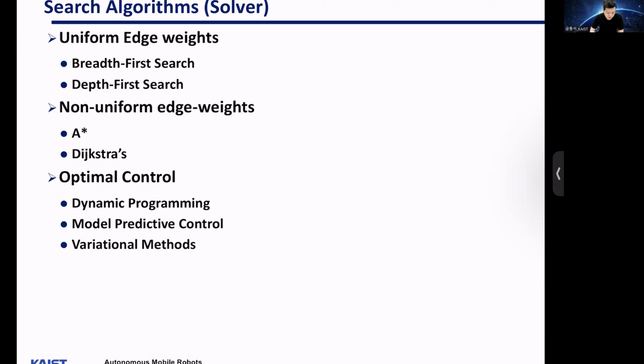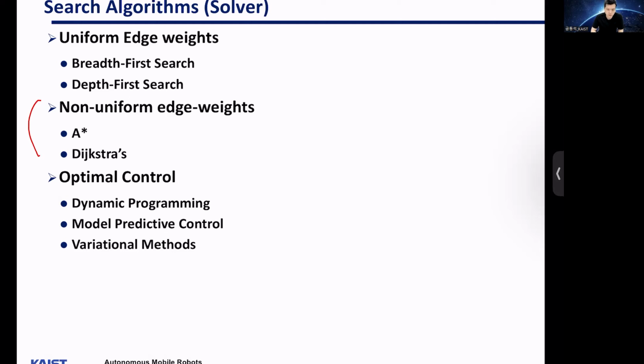And there are more advanced theory and techniques called optimal control, including dynamic programming, model predictive control, variational methods. In this course, we are going to introduce you to the second method. The first is not very widely used these days.